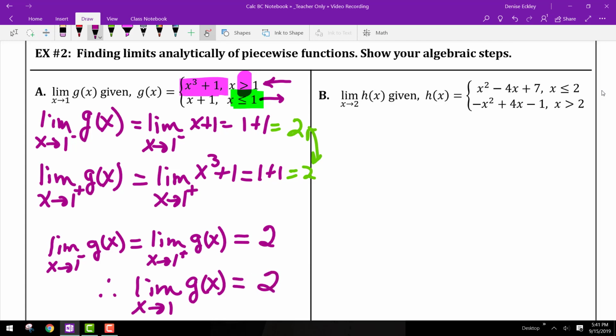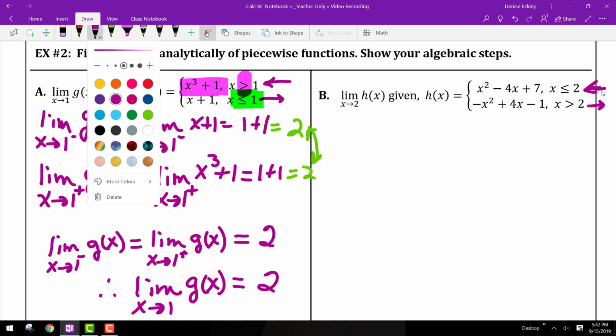Okay, let's do one more of those examples. Let's do letter B. This time we're given h of x as our piecewise function, and we have that the left-hand piece coming from the left of 2 is the top function, and coming from the right towards 2 is the bottom part. And we're going to do the same thing. We're going to evaluate the left and right hand limits, and hopefully they will equal each other, so we can say that's the limit of h of x at 2.